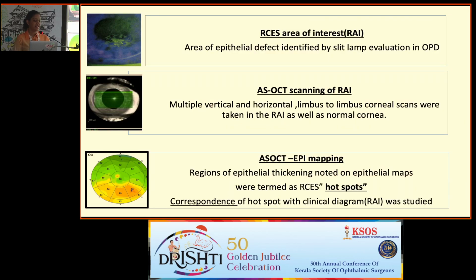The RCS area was marked in the OPD, and a clinical diagram was drawn. This area was then sent for ASOCT scanning. Additionally, an epithelial mapping of the entire cornea was done. The area of RCS thickening, as seen here, the area of epithelial thickening, was delineated as the hotspot on the epithelial map. And we tried to look at whether this hotspot corresponded to the clinical diagram, which was drawn in the OPD.